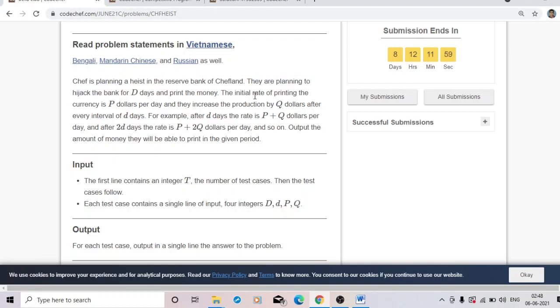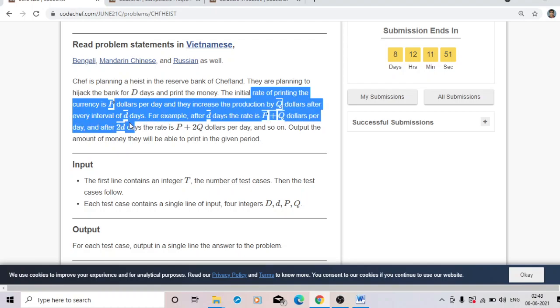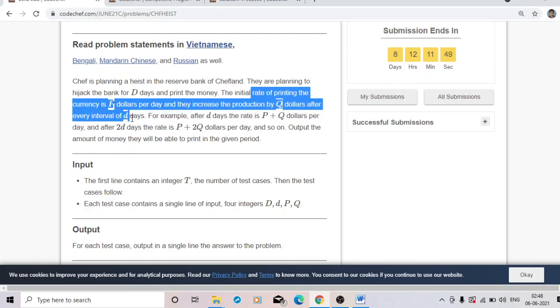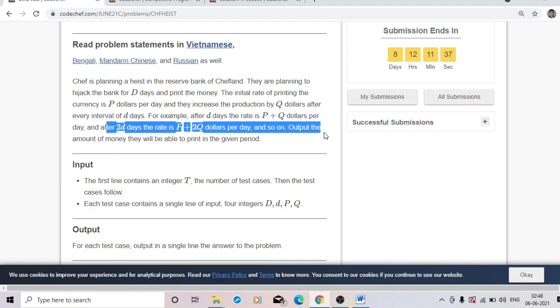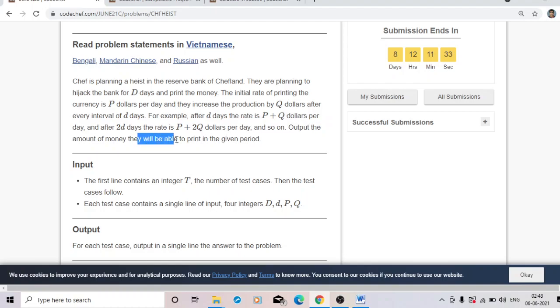The initial rate of printing the currency is P dollars per day, and they increase the production by Q dollars after every interval of small d days. For example, after d days, the rate is P plus Q dollars per day. After 2d days, the rate is P plus 2Q dollars per day, and so on. Now, output the amount of money they will be able to print in the given period.